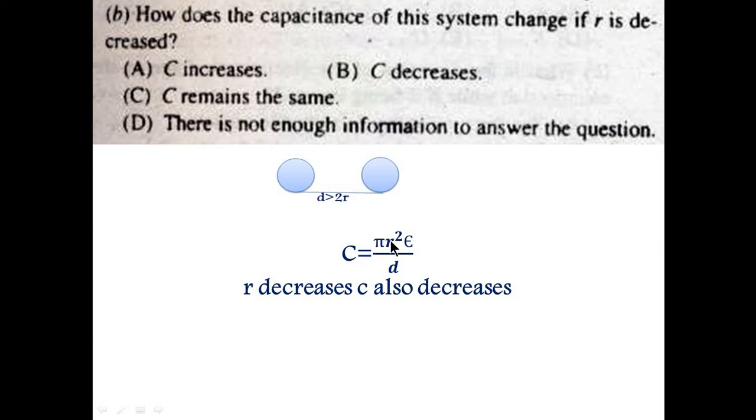So here we can see that if R decreases, then the capacitance will decrease. Option B is the correct option.